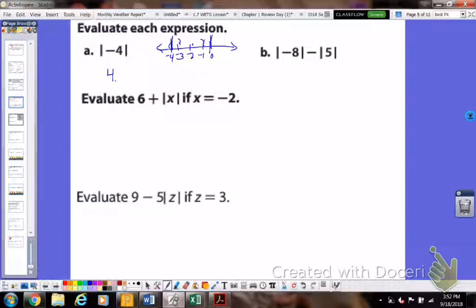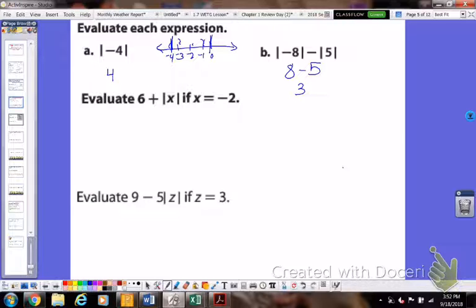Part B, the absolute value of negative 8 minus the absolute value of 5. Well, negative 8 is going to be 8 units away from 0. Minus 5 is 5 units away from 0. Notice our absolute value lines are now gone. 8 minus 5 gives us a final answer of 3.